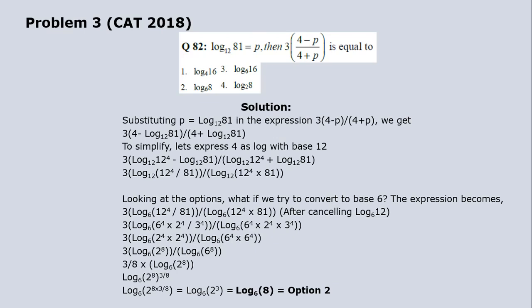Don't worry and think calmly. If you look at the options, 2 out of 4 have a base of 6. So what if you try to convert the earlier expression to base 6? We first use the change of base rule and then simplify by breaking 12 into 6 and 2 and writing 81 as 3 to the power 4. It takes a few more steps, but eventually we simplify the expression to the form of log 8 to the base 6, which is option 2.